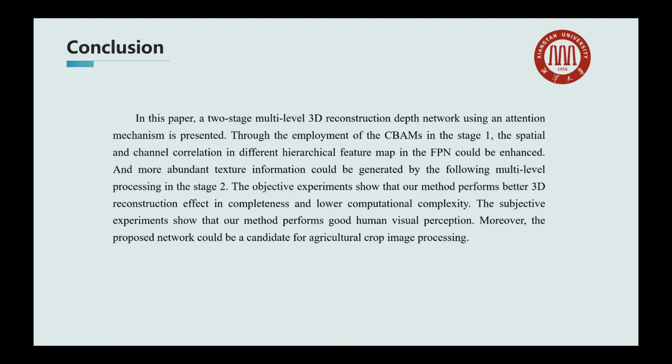In this paper, a 2-stage multi-level 3D reconstruction depth network using an attention mechanism is presented. Through the employment of the CBAMs in stage 1, the spatial and channel correlation in different hierarchical feature maps in the APN could be enhanced, and more abundant texture information could be generated by the multi-level processing in stage 2.